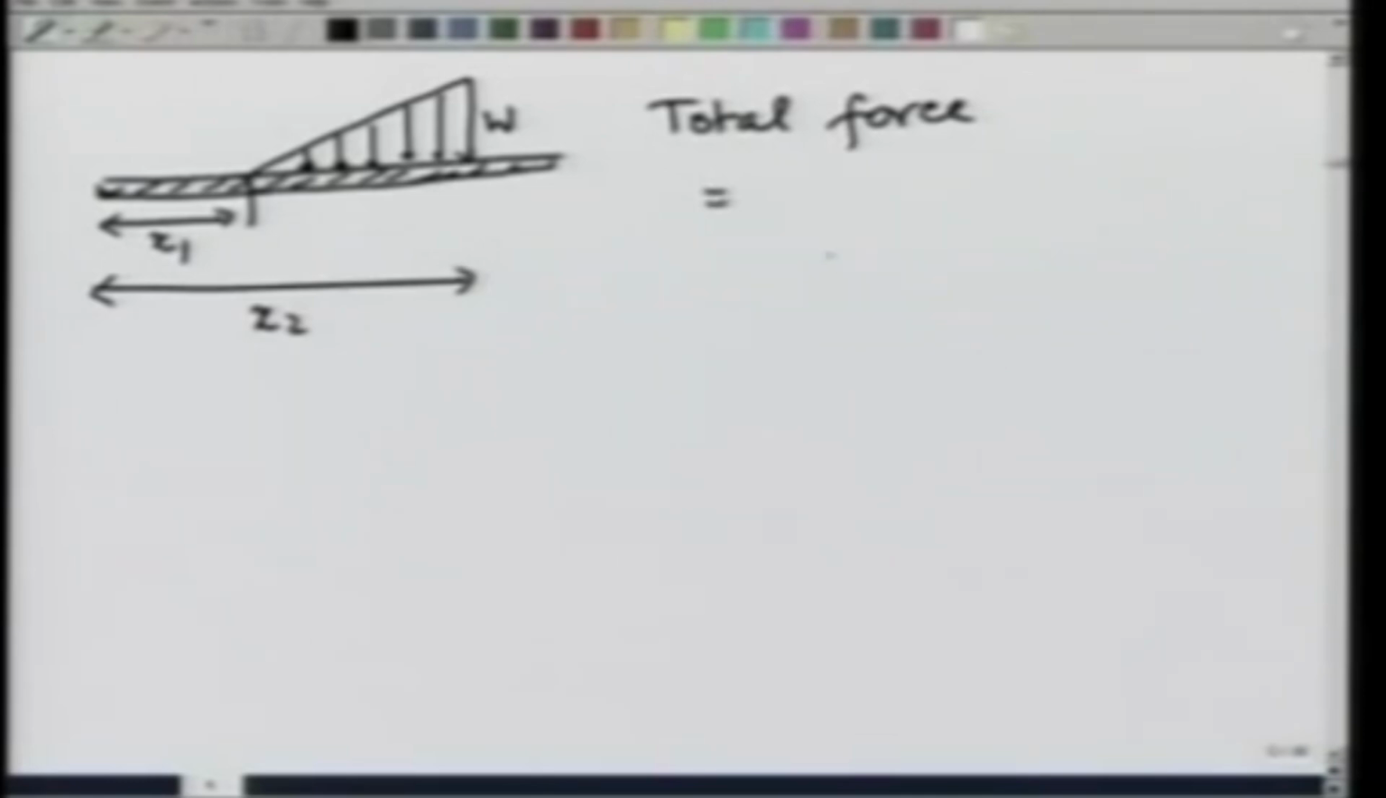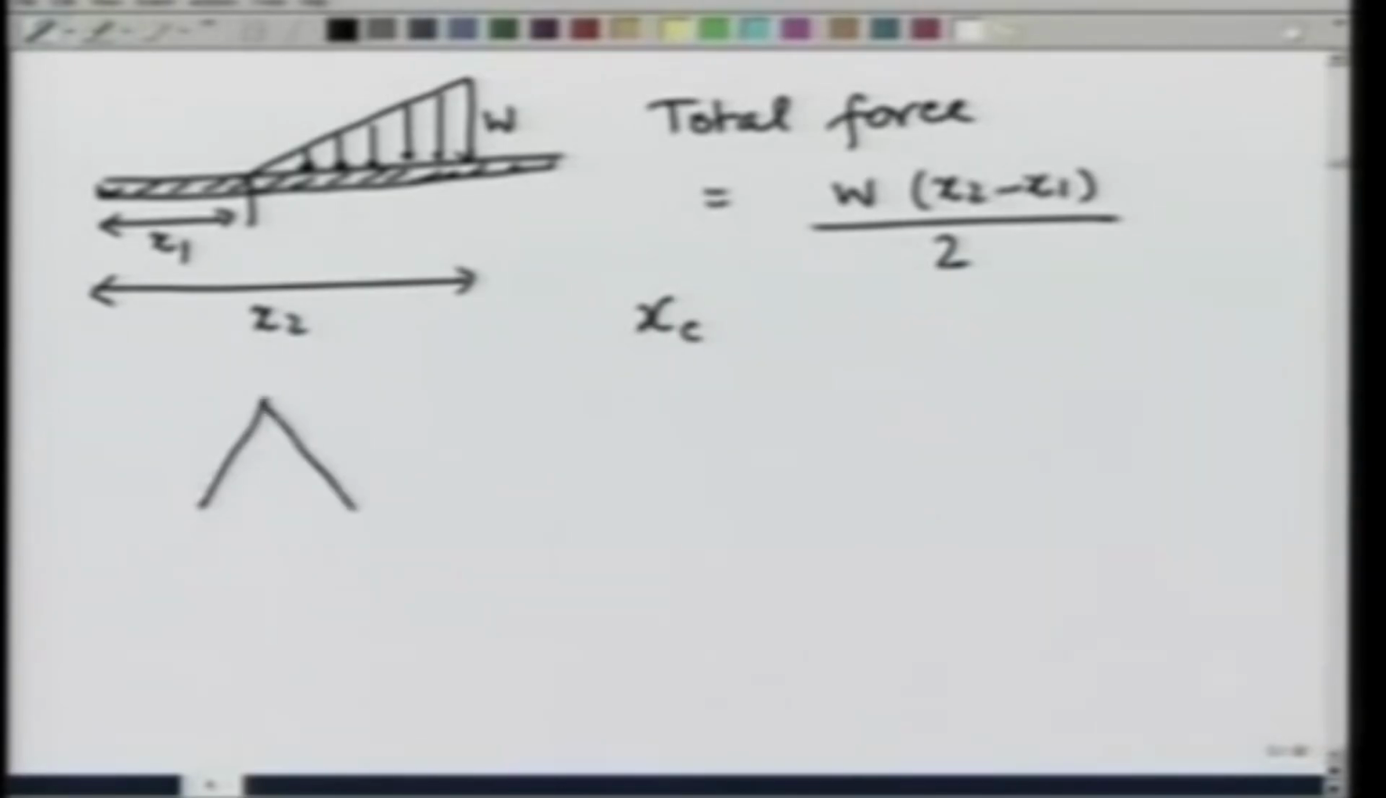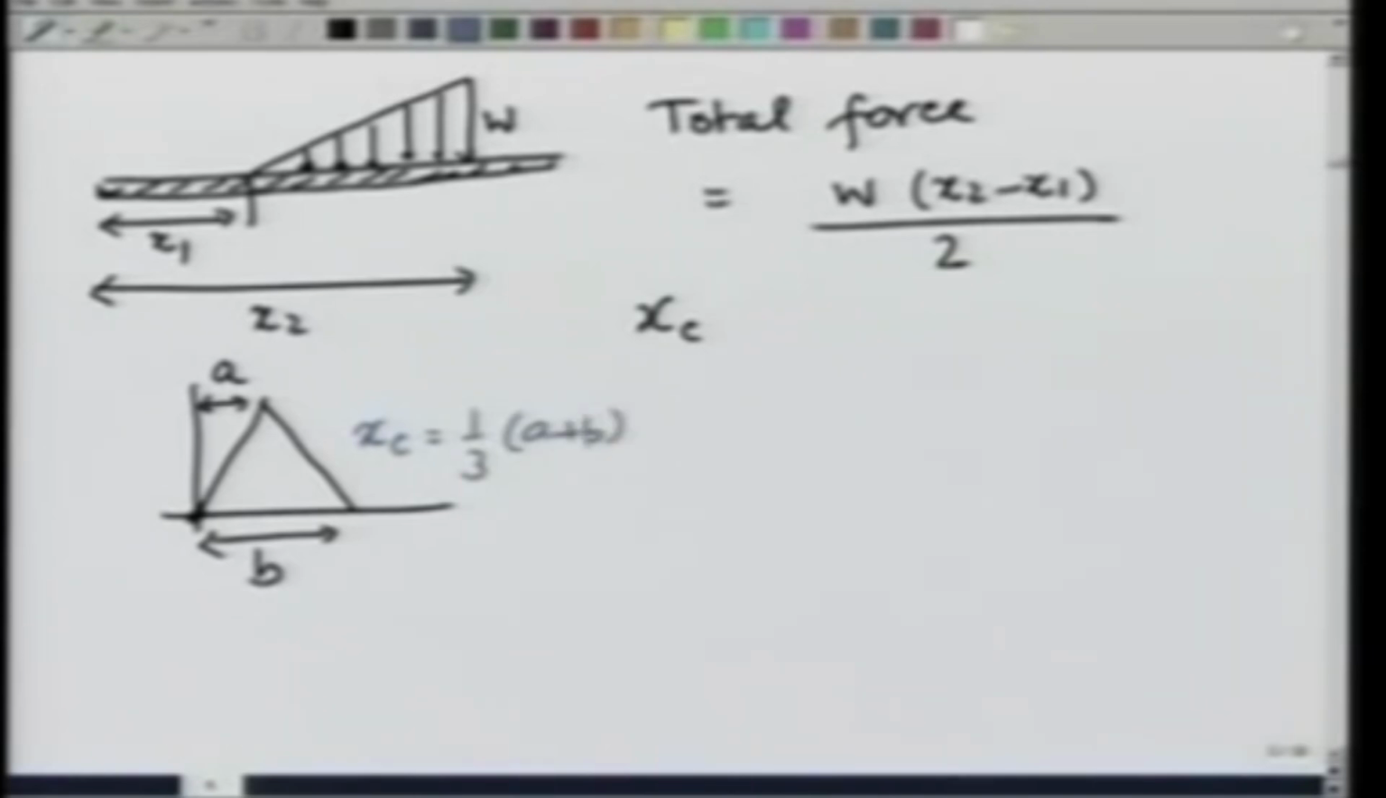is going to be the area of this triangle, which is W (x2 minus x1) divided by 2, and where it acts is at the centroid of this triangle. Recall from the previous lecture that if I am given a triangle, then with respect to one of these corners, if this distance is A and this is B, then the centroid xc is given as 1/3 (A plus B). In the present case, the 2 points are at a distance of x2 minus x1.